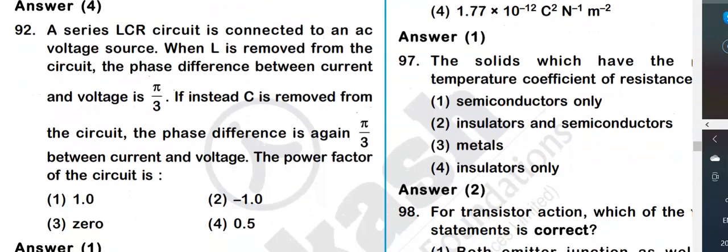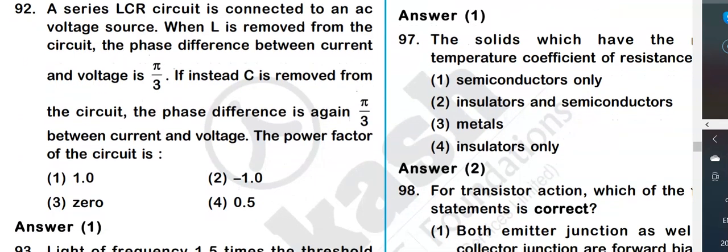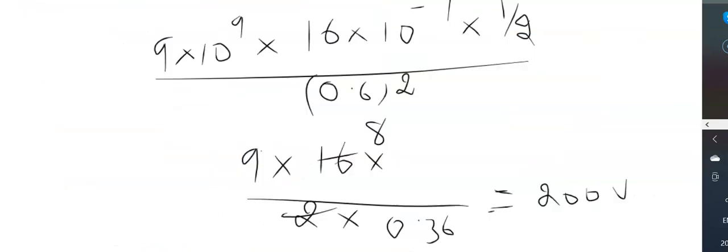A series LCR circuit is connected to an AC voltage source. If L is removed from the circuit, the phase difference between current and voltage is pi by 3. If instead C is removed from the circuit, the phase difference is again pi by 3 between current and voltage. The power factor of the circuit is what? Let us solve this.